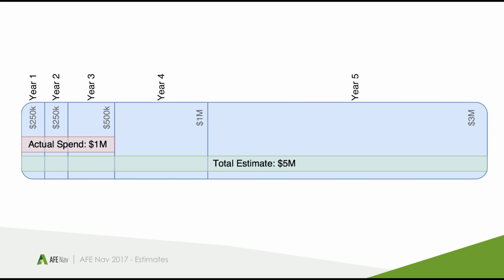If we have an AFE like this one, where up front we have some minor expenses, but the majority of the spending happens in the final years, then having spent $1 million at the end of the first year would indicate that we are grossly overspent. The changes to estimates in AFE Navigator 2017 allow us to identify these types of overspends sooner so that we can make better decisions.